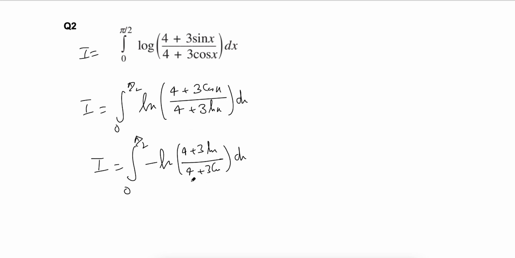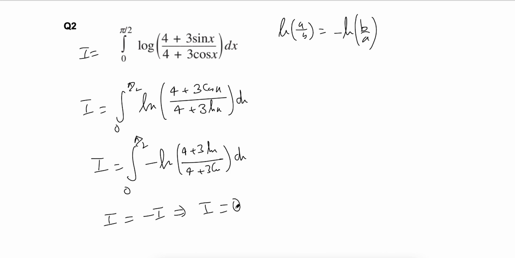Correct? I just interchanged. Ln a by b is equal to minus ln b by a. This way we can write. Now minus will come out, and I equals, we got, minus I. So again I equals 0. Same pattern question.